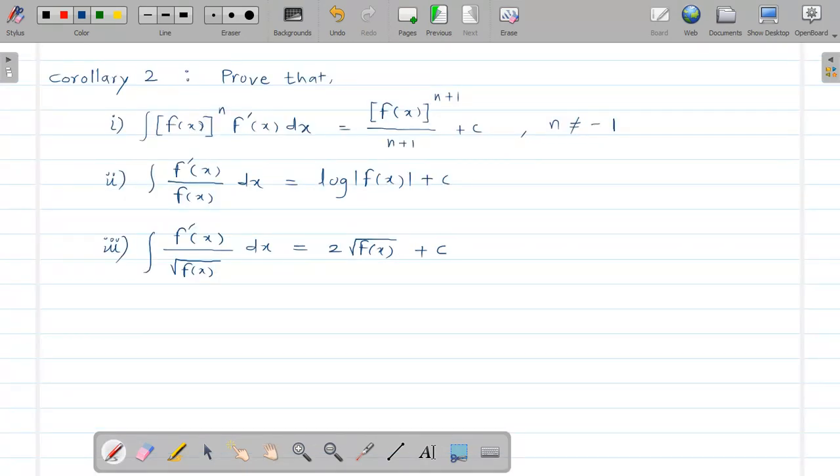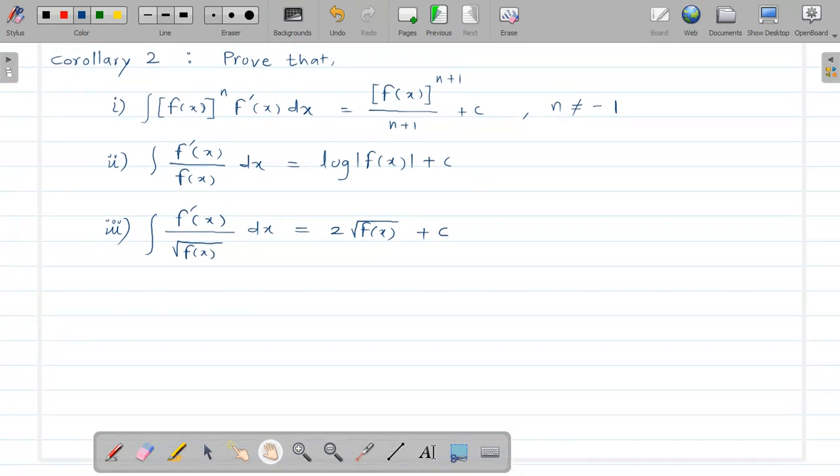Now let us see corollary number 2. There are three results. Prove that the integration of f of x raised to n, times f dash x dx, is equal to f of x raised to n plus 1 upon n plus 1 plus a constant, where n is not equal to minus 1. So this is the first result. Then the integration of f dash x upon f of x dx is equal to log of modulus of f of x plus a constant. And the third one, the integration of f dash x upon root of f of x dx is equal to 2 root f of x plus a constant.